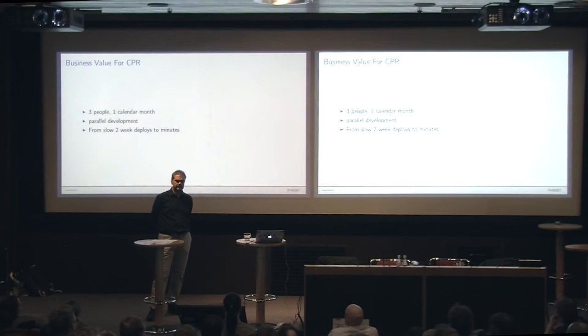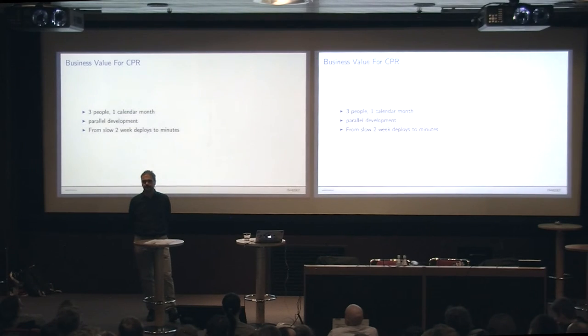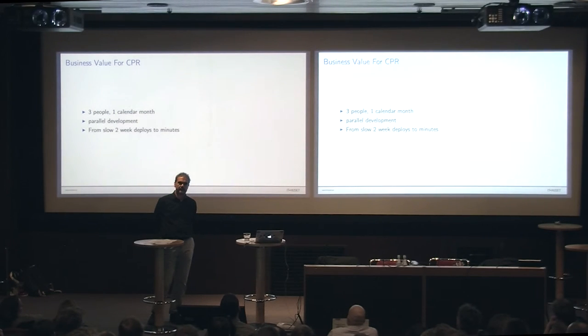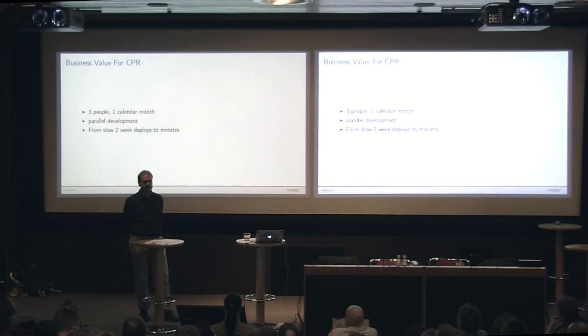Business value for us then. This took about three people, about one calendar month. And we were able to work in parallel. I did most of the Docker things, and we had two testers working on the SOAP UI parts and the cucumber Selenium parts. And I think we had a really good payoff for this, because we were able to remove lots of testing, and we were able to go from weeks of deployment time to really being able to show changes to our users in just a couple of minutes. I think for us this was a really great advance.